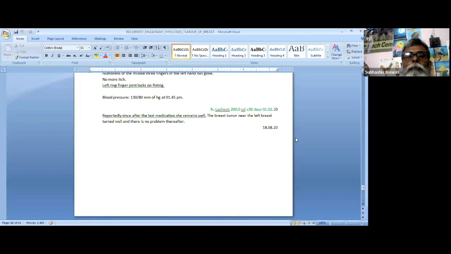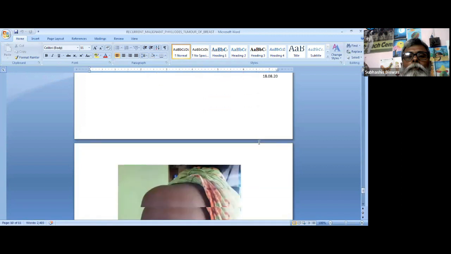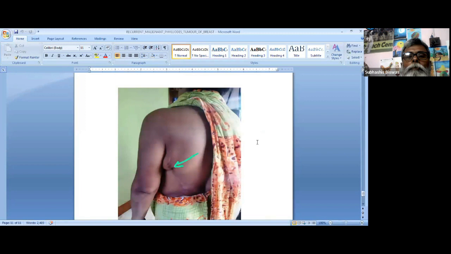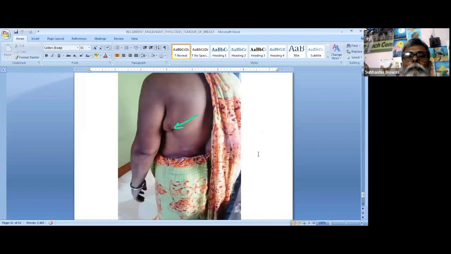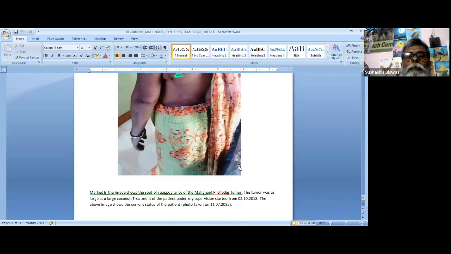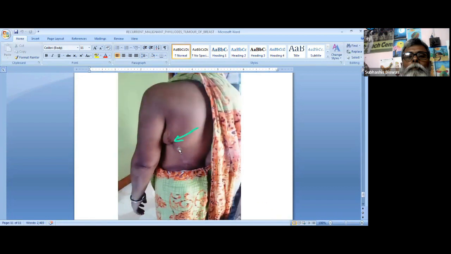The breast tumor near the left breast turned well and there was no problem thereafter. It was over phone. She came to me and started taking treatment. Now she is under my treatment from 22 July. Here is her picture.